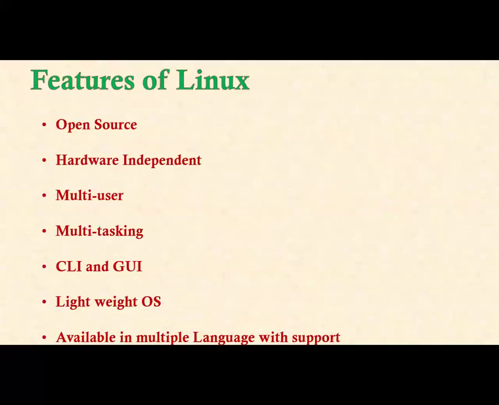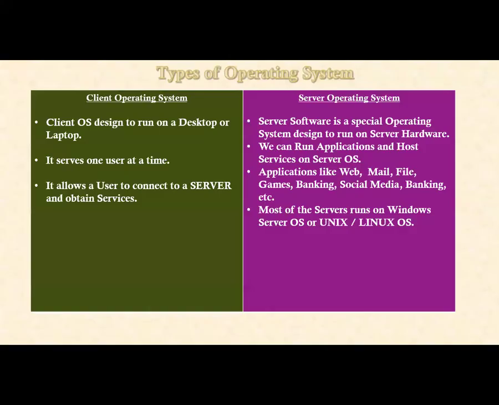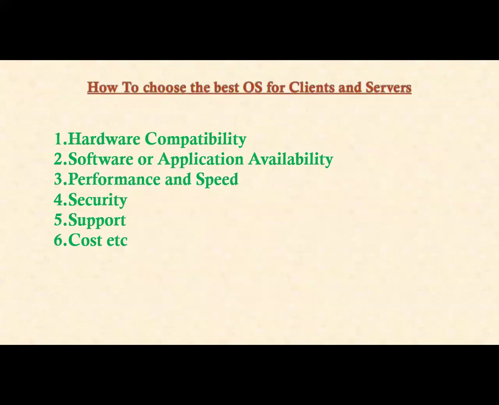there is one thing which is not here. Let me go back to that particular slide. See, how to choose the operating system. Hardware compatibility: we know Linux is compatible with every hardware. Software application availability: Linux can be installed for any application. Performance and speed: Linux is best in it. Security is best. Support is best.